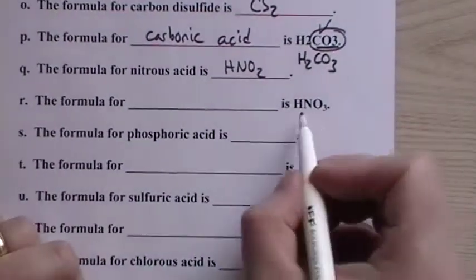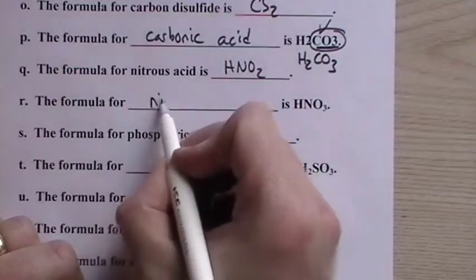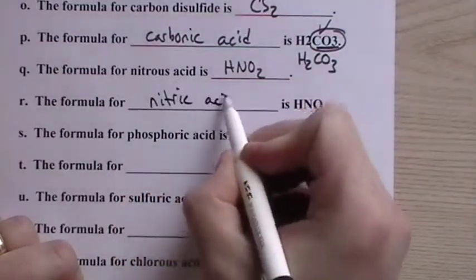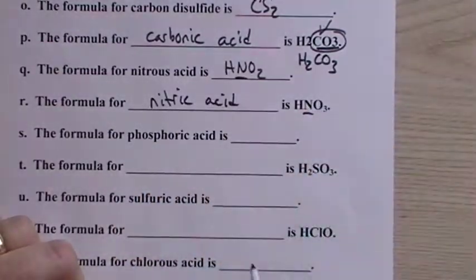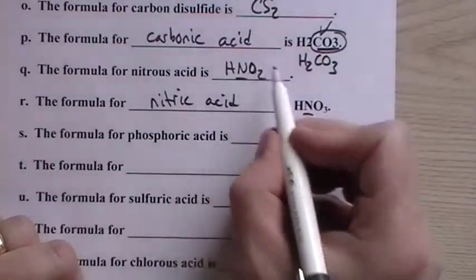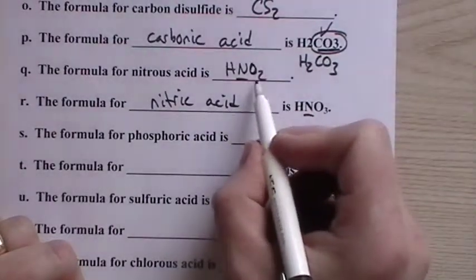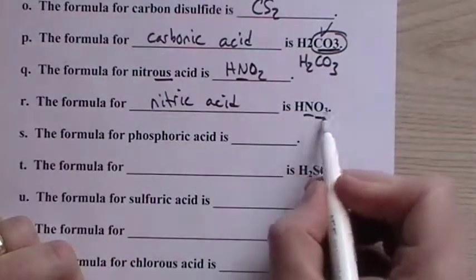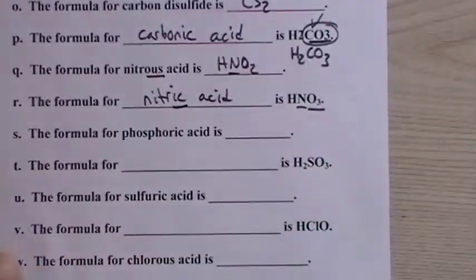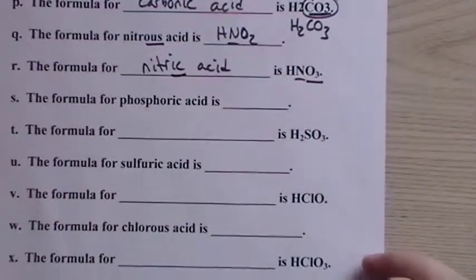And here it is. HNO3 would be nitric acid. Generally, if you have a central atom in an acid and there's more than one oxygen, the one with the lesser oxygen would be OUS, and the one with more oxygens, IC. And it can get even a little trickier than that, as we'll see.